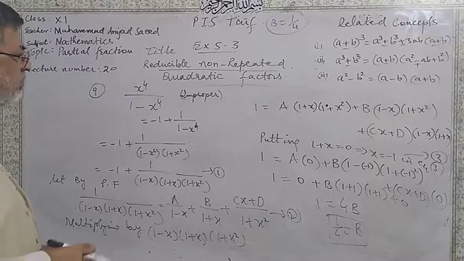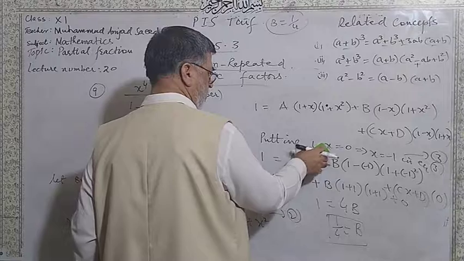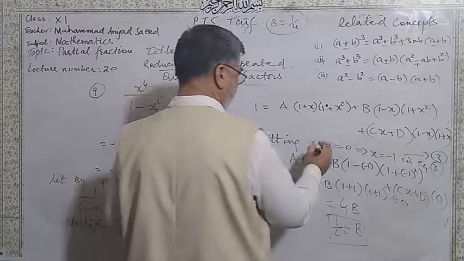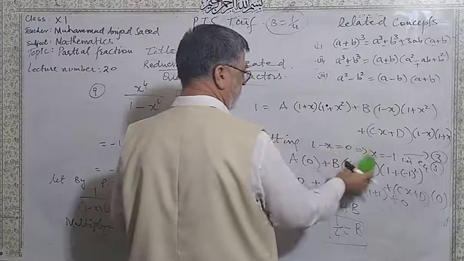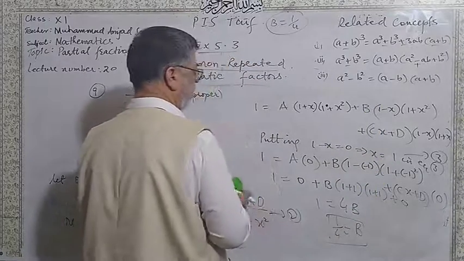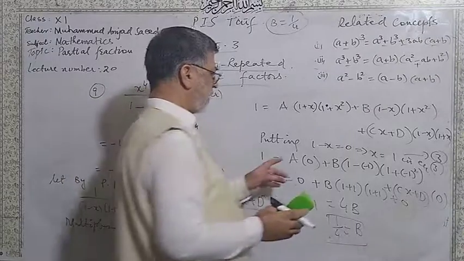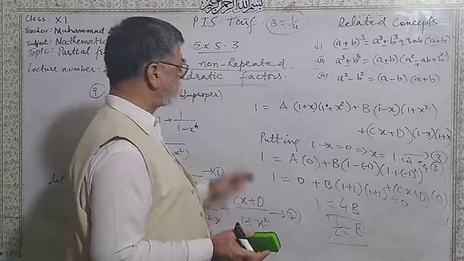After that, I am making use of this provision. So I can take, putting 1 minus x there, 1 minus x is equal to 0 and x is equal to plus 1 in equation number 2. So we have 1 minus x equal to 0.